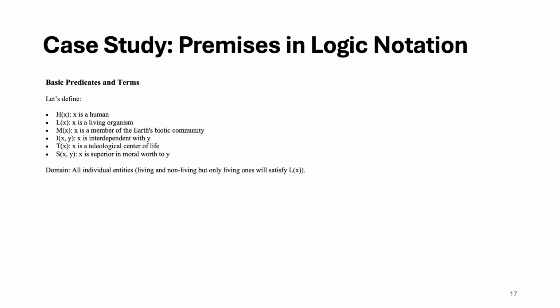Using Paul W. Taylor as a case study, the system was prompted to cast the narrative of his premises into predicate functions with rhetorical terms. H of X, for example, stands for X is a human, and L of X translates as X is a living organism.